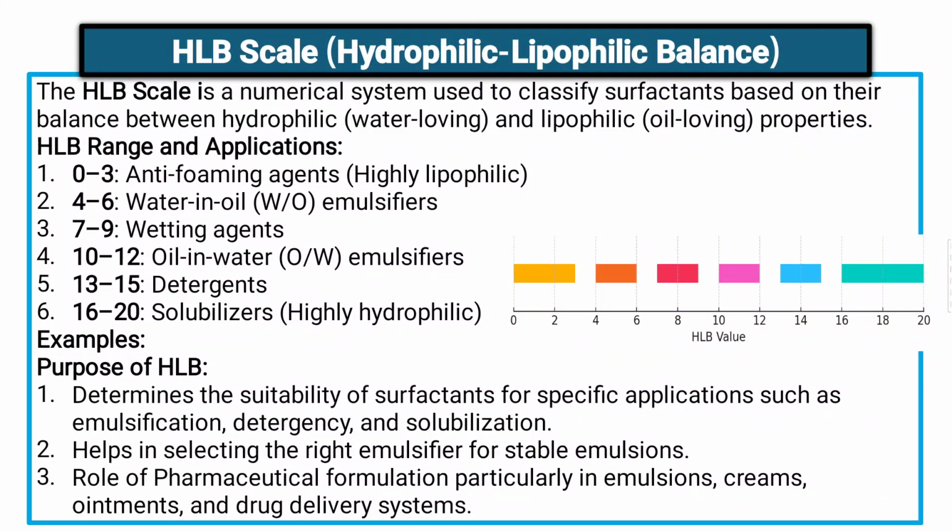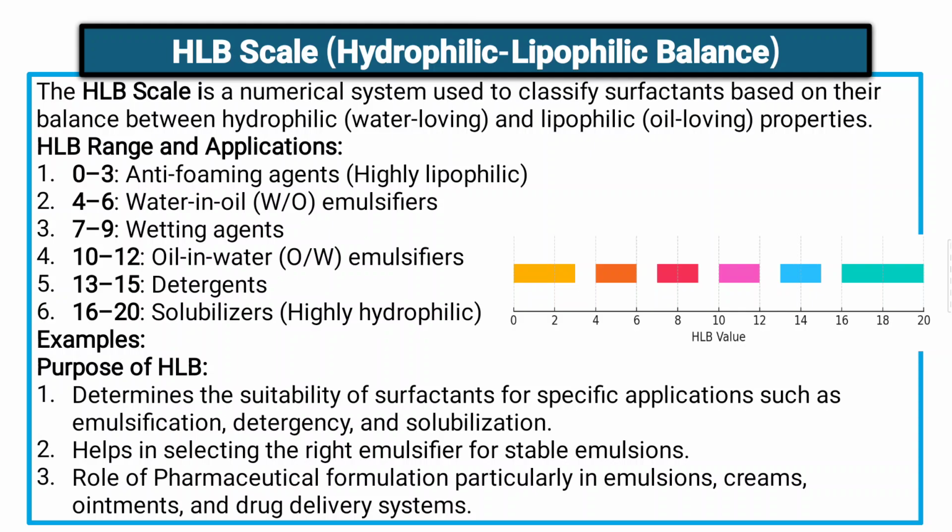Next, a most important question is asked on hydrophilic lipophilic balance. The HLB is a numerical system used to classify surfactants based on their balance between hydrophilic, water-loving, and lipophilic, oil-loving properties. HLB range and applications: 0 to 3, antifoaming agent, highly lipophilic; 4 to 6, water in oil, W/O emulsifier; 7 to 9, wetting agent; 10 to 12, oil in water, O/W emulsifier; 13 to 15, detergent; 16 to 20, solubilizer, highly hydrophilic.